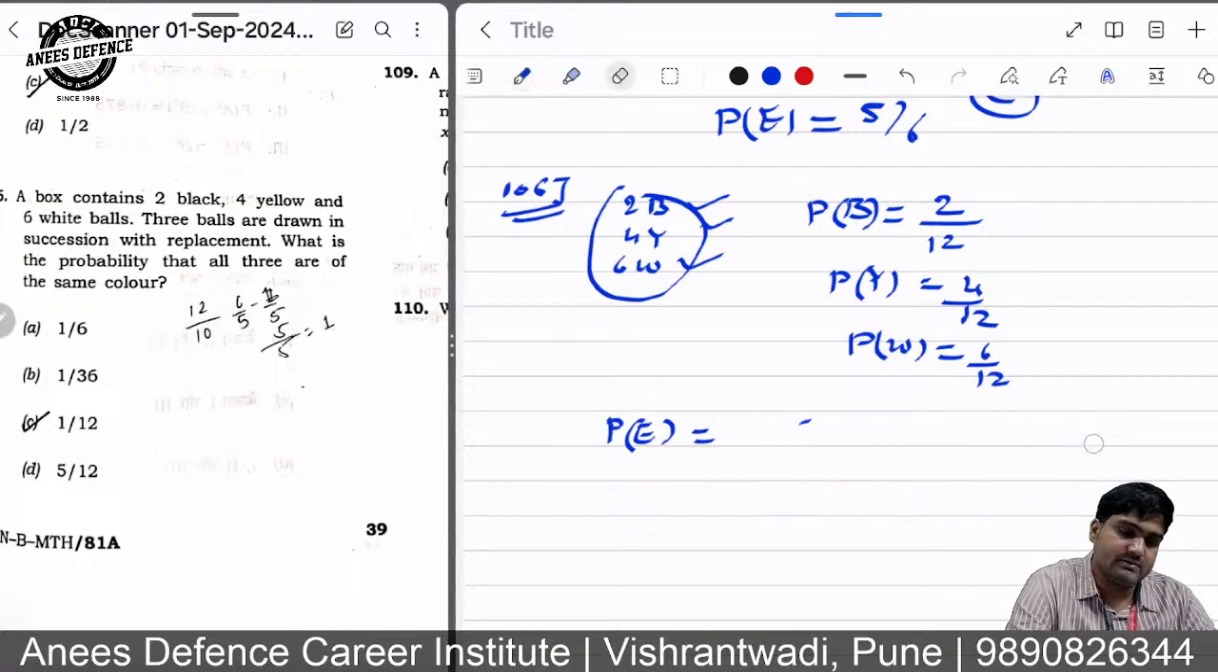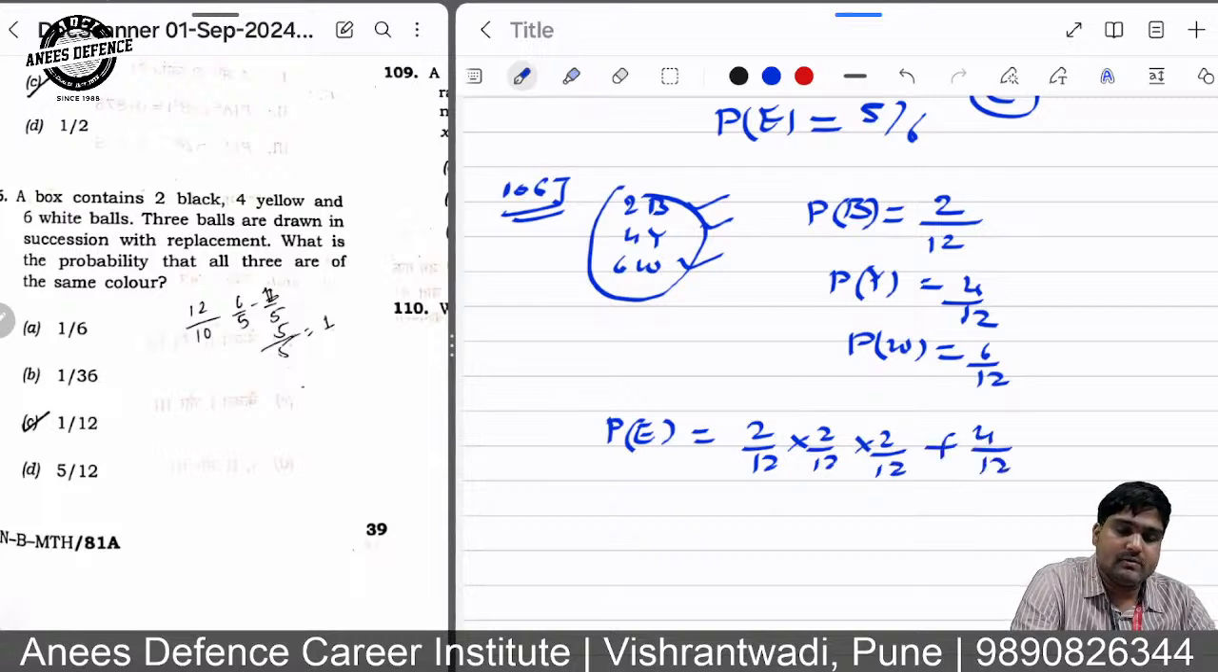So here's the mistake: all 3 balls are black, so 2 by 12 into 2 by 12 into 2 by 12. All 3 balls are yellow: 4 by 12 into 4 by 12 into 4 by 12. And all 3 balls are white: 6 by 12 into 6 by 12 into 6 by 12.